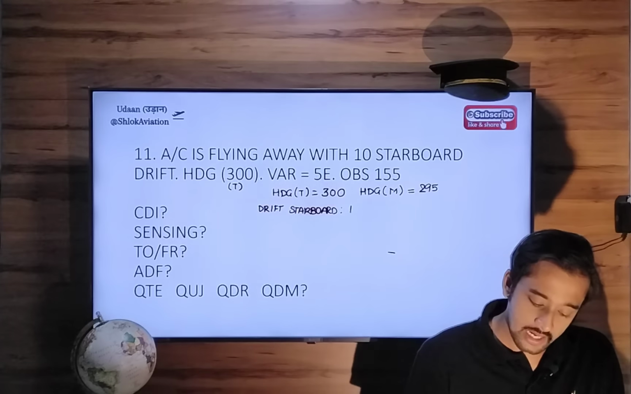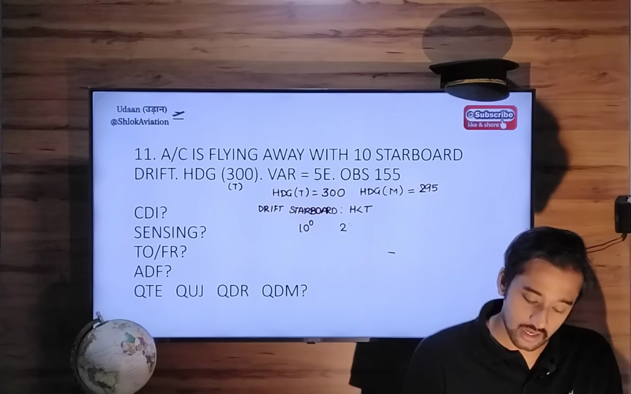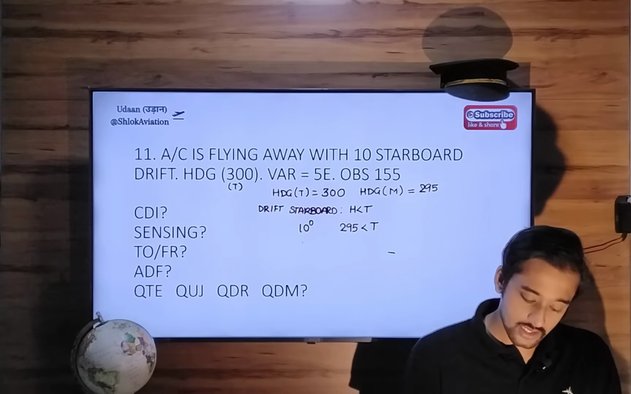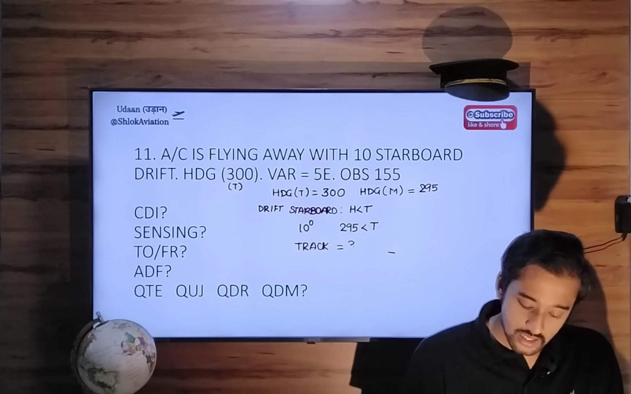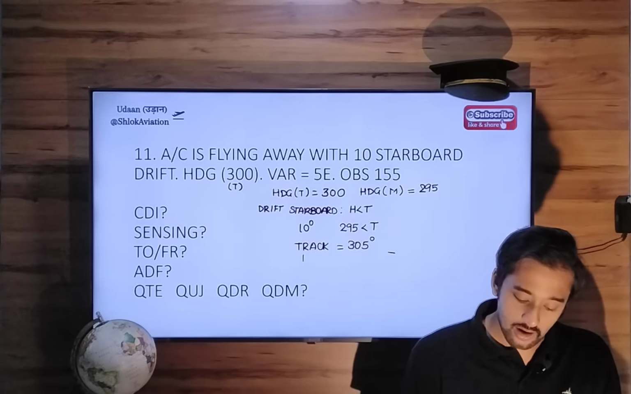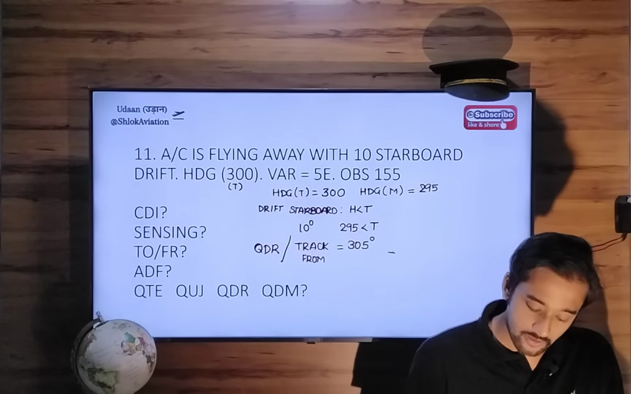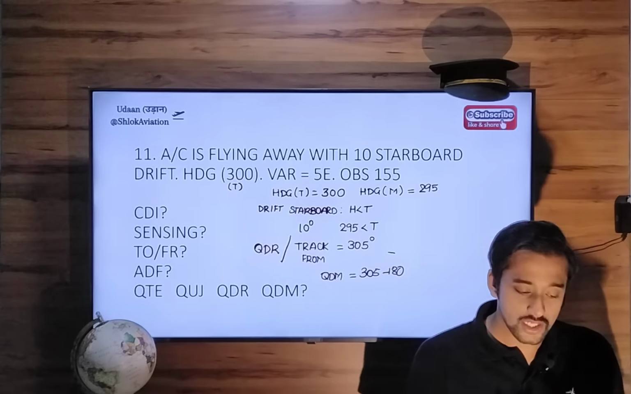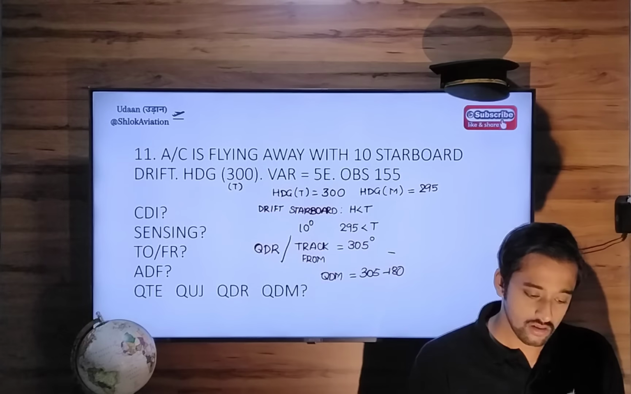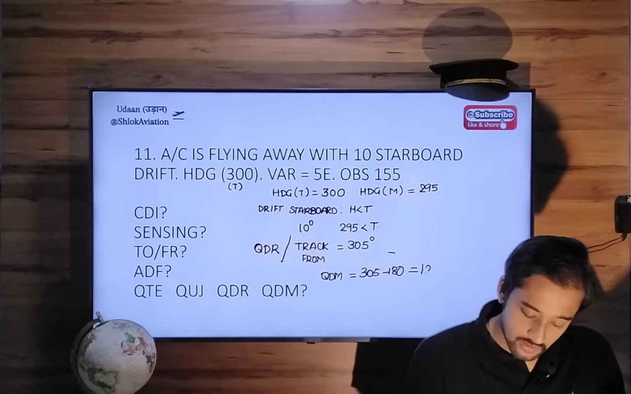Starboard drift, you have heading less than track. So 10 degree starboard drift, heading magnetic is 295, so track will be more than magnetic heading, which will be 295 plus 10, 305 degree. Now this is track away from the station, which is nothing but your QDR. If QDR is 305, QDM will be how much? 305 minus 180, which is 125 degree.